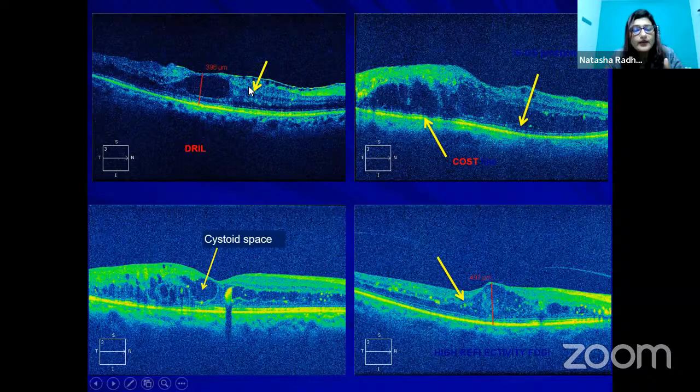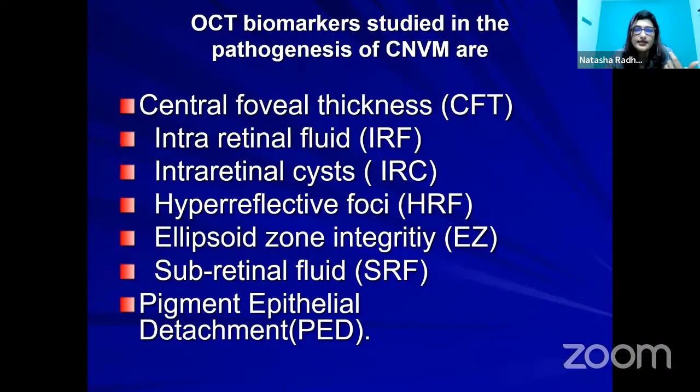Here you cannot make out the retinal layers separately in the inner retina, and that is called disruption of retinal inner layers. This is disruption of the COST line. Here you can see a large cystoid space, and these tiny dots which do not correspond to hard exudates are called hyperreflective foci, and the number and the extent of hyperreflective foci also have importance in prognostication.